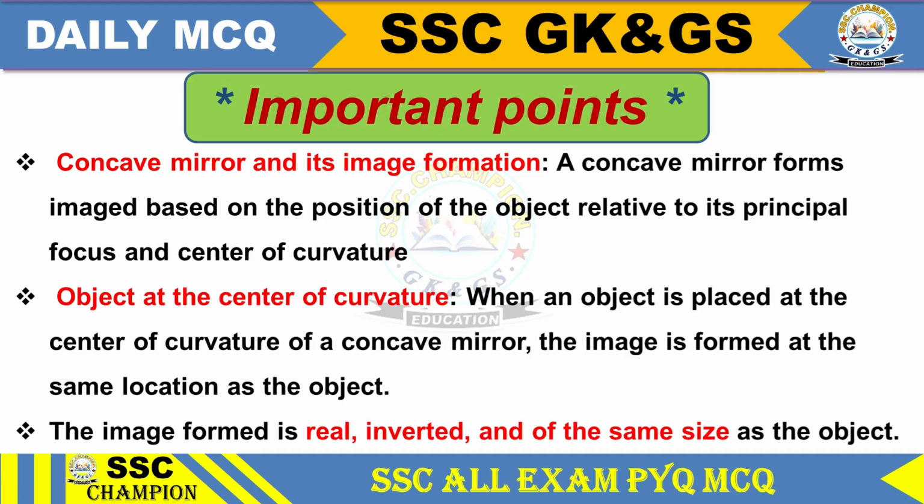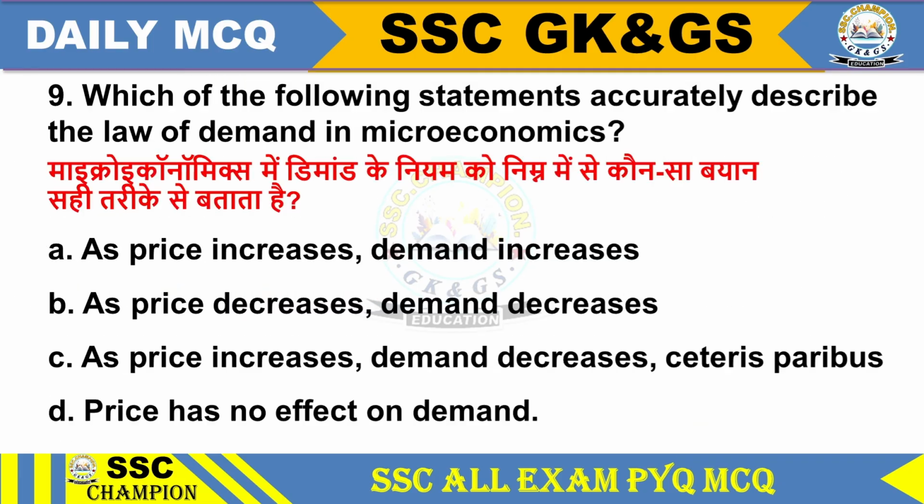Important points. Concave mirror and its image formation. A concave mirror forms an image based on the position of the object relative to its principal focus and center of curvature. Object at the center of curvature: when an object is placed at the center of curvature of a concave mirror, the image is formed at the same location as the object. The image formed is real, inverted and of the same size as the object.